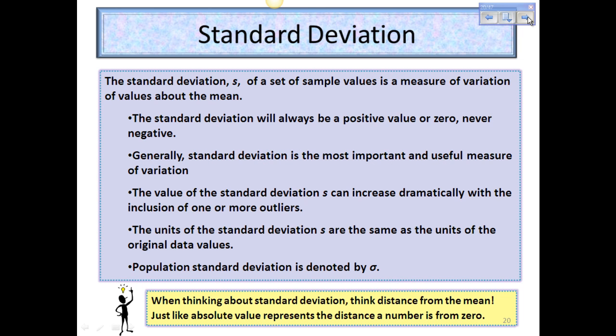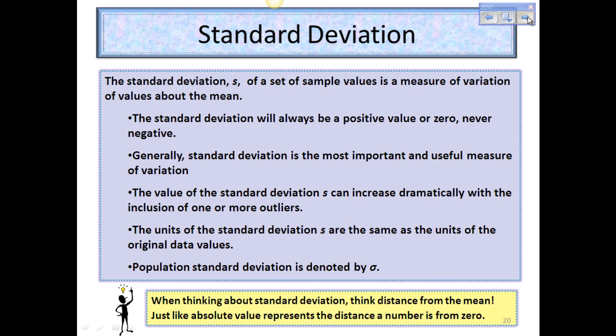Now, standard deviation. The standard deviation, S, of a set of sample values is a measure of variation of values about the mean. The standard deviation will always be a positive value or 0, never negative. Generally, standard deviation is the most important and useful measure of variation. The value of the standard deviation S can increase dramatically with the inclusion of one or more outliers. The units of the standard deviation S are the same as the units of the original data values.